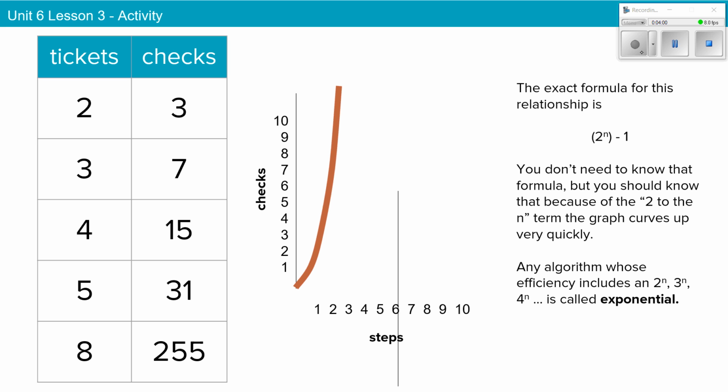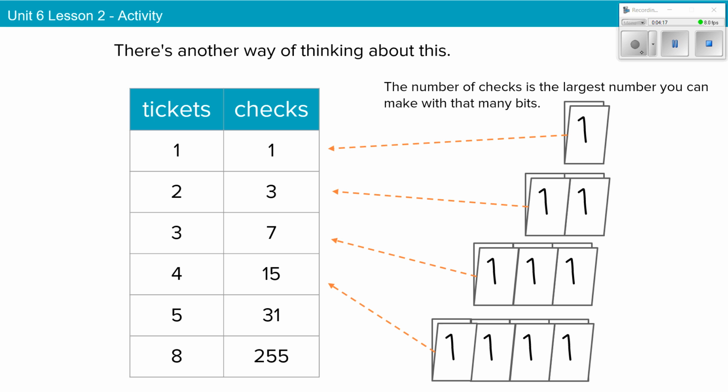Exponentials grow much, much faster than polynomials do. So polynomials would be considered reasonable. Exponentials are considered unreasonable, because exponentials just grow so much faster.